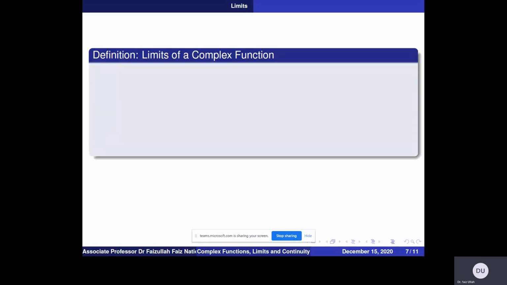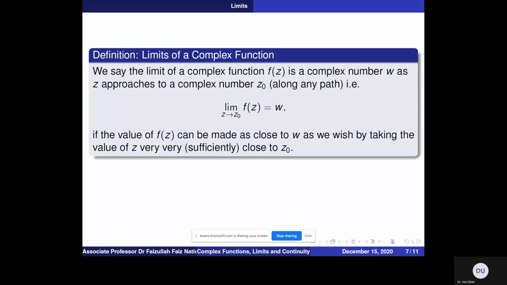And now let us see the definition for the limits of a complex function. We say the limit of a complex function f of z is a complex number w. As z approaches to a complex number z naught, that is limit z approaches to z naught, f of z is equal to w. If the value of f of z can be made as close to w as we wish by taking the value of z very, very close to z naught.